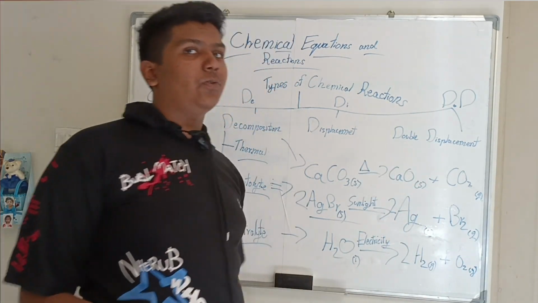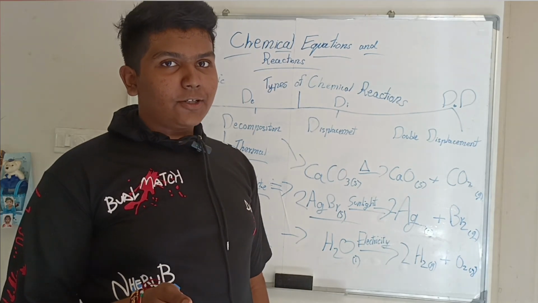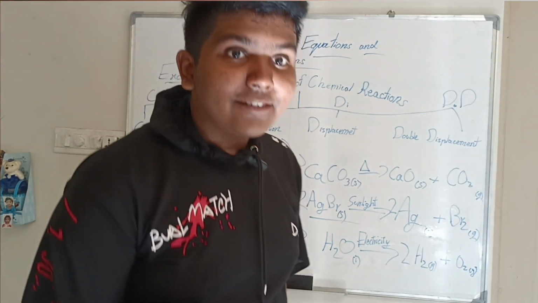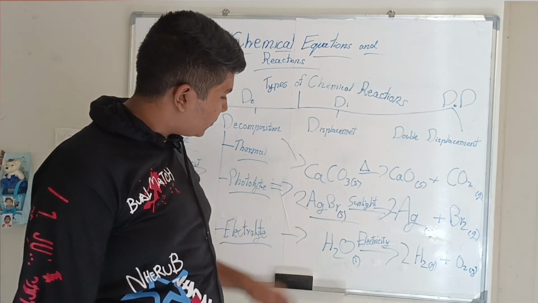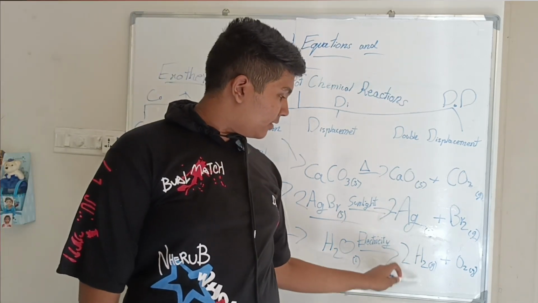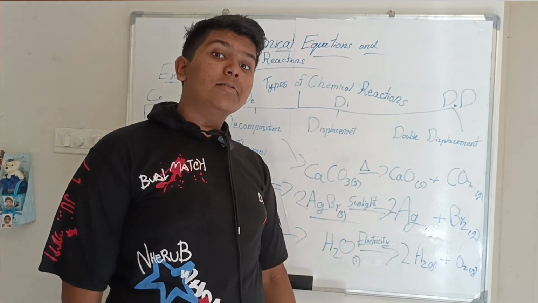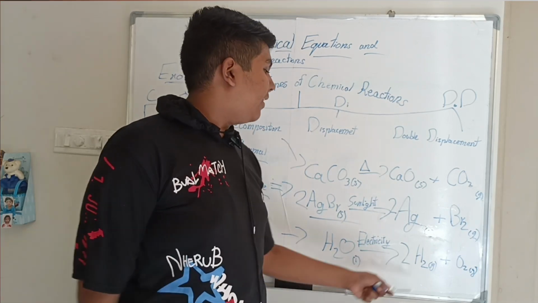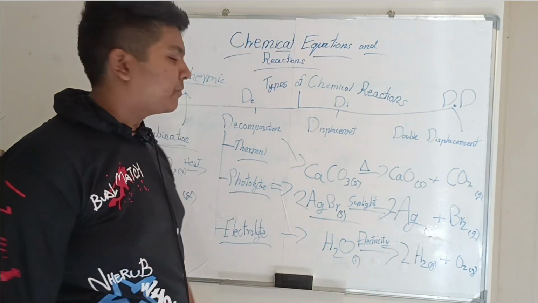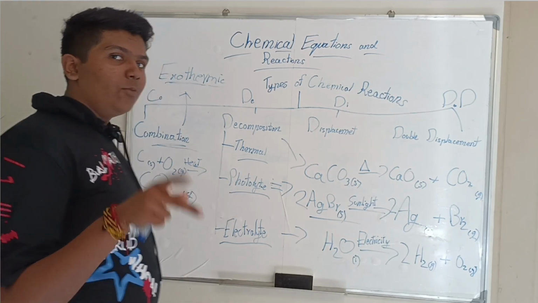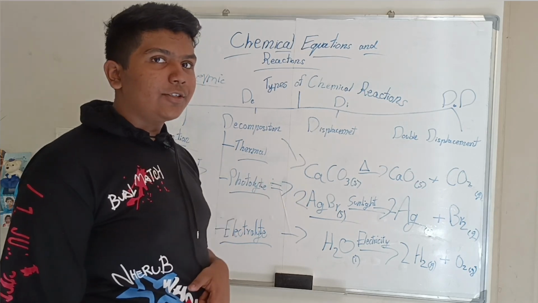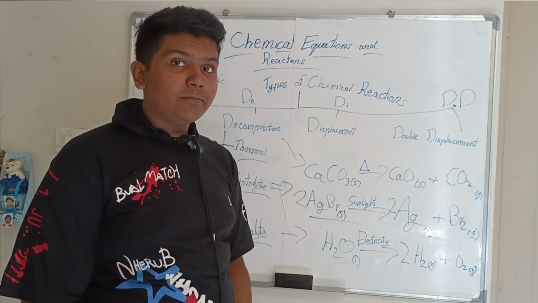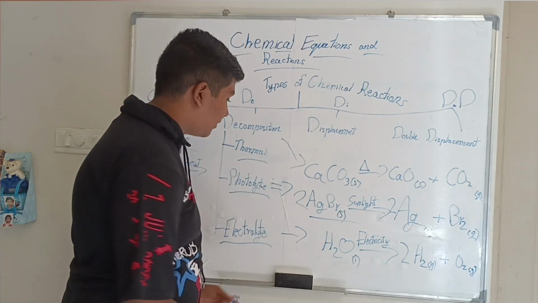2H2 plus O2. Is there something wrong? What is wrong? Let's see. Here is 2, 1, 2 into 2 is 4, right? And here, oxygen is 2. So just think, what to add? Same thing like the previous equation. It's simple, just 5 seconds is enough.